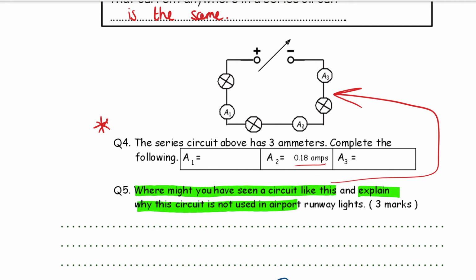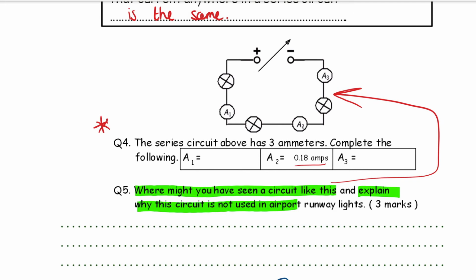Number 1, it would be dangerous because if one bulb broke, all the bulbs would go out, and therefore highly dangerous. Number 2, the bulbs wouldn't be as bright as if they were wired in parallel.